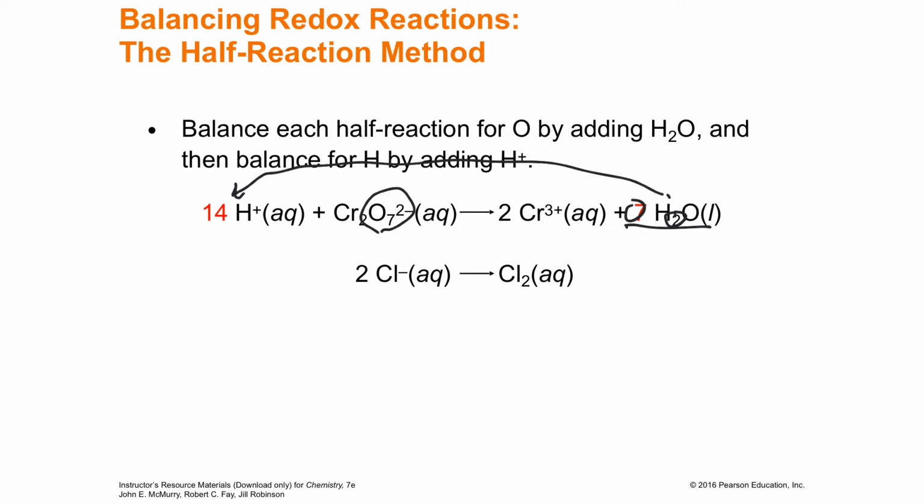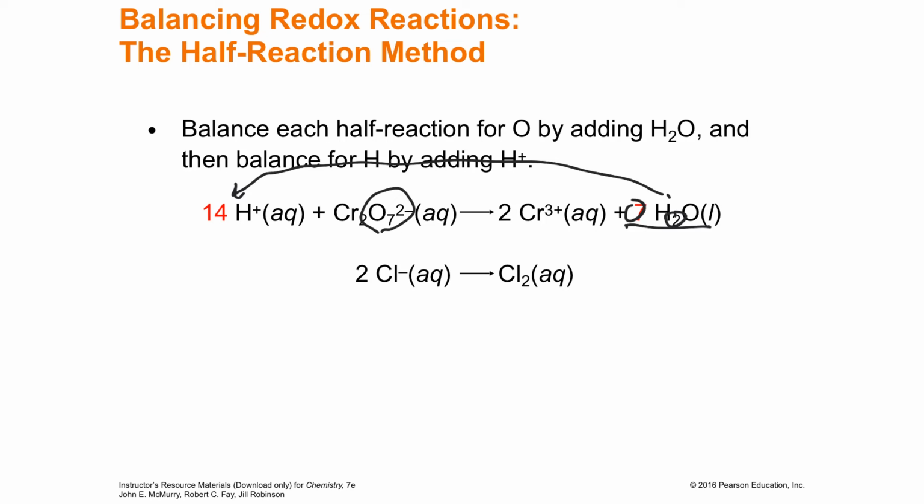Okay, so let me review. My chromiums are balanced. I now look at my oxygens. I've got oxygens on the left, nothing on the right. So I'm going to add waters on the right to balance the 7 oxygens that I've got on the left. So I add 7 waters. But that's added 14 hydrogens. So on the left, to balance the hydrogens, I add 14 protons. On the bottom one, I don't have anything because there's no oxygens to play with, so I don't have to add any oxygens, and I don't have to add any hydrogens.